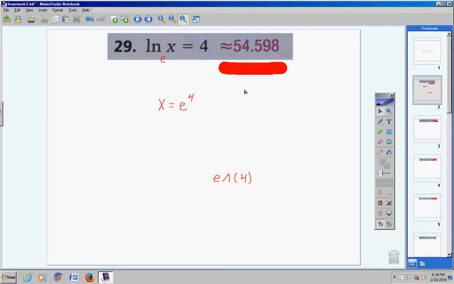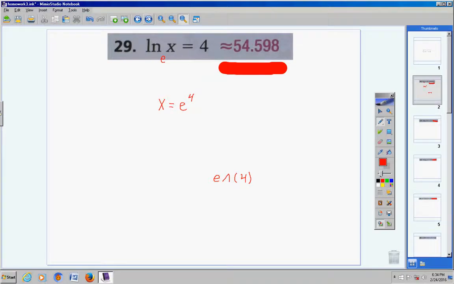So step 1, isolate the logarithm. Step 2, write it exponentially. Step 3, solve. And then lastly, always check your answer. Remember, take your answer and put it in the original argument, and make sure it's positive, and of course it is.